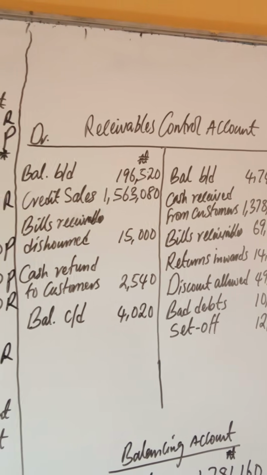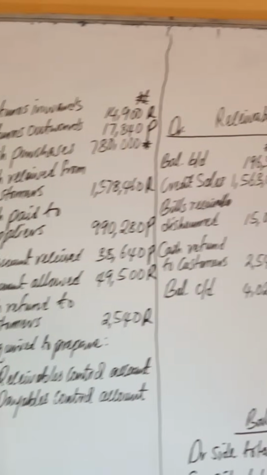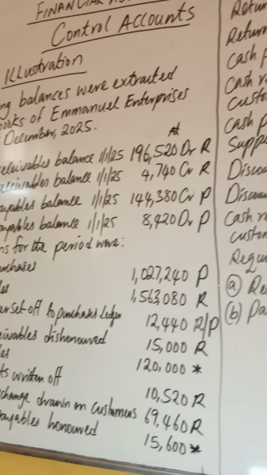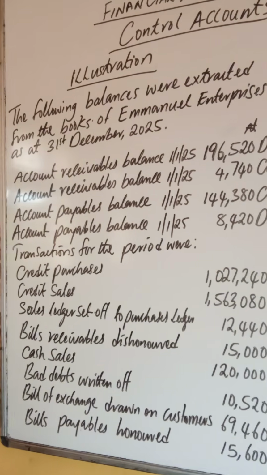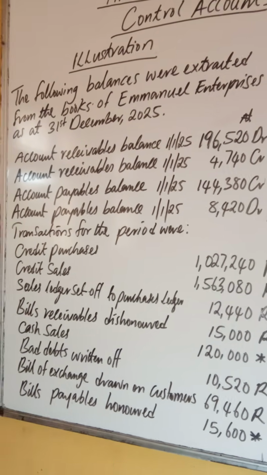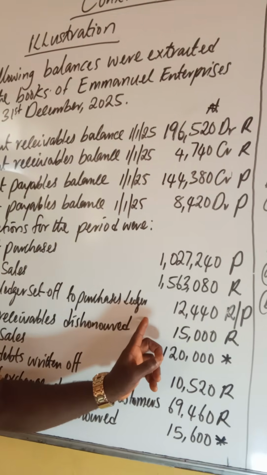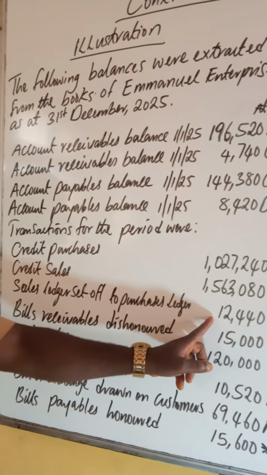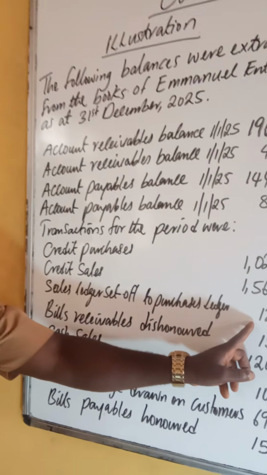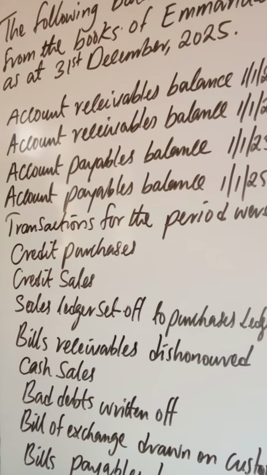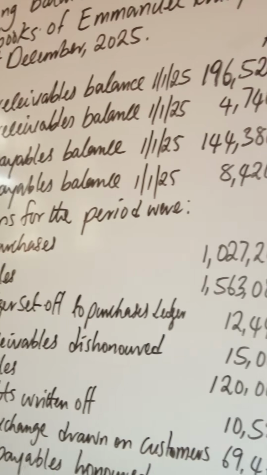As you can see, credit sales amounting to 1,563,080 naira, clearly posted based on the principles of double entry. Any debit entry must have a corresponding credit entry and vice versa. Here we have sales ledger set off against purchase ledger. Here it is like a contra entry, which has a credit posting in the sales ledger and a debit posting also in the purchases ledger.